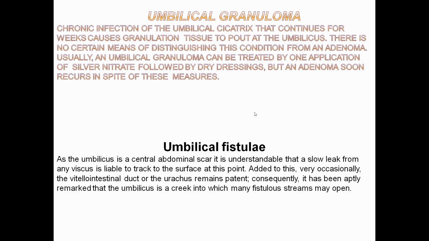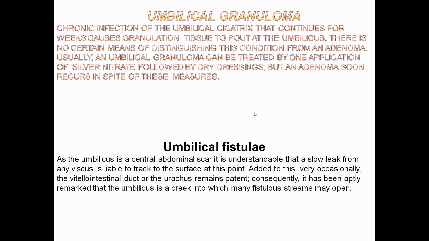Now we can see umbilical granuloma, a chronic infection of the umbilical cicatrix that continues for weeks and causes granulation tissue to pout at the umbilicus. There is no certain means of distinguishing the condition from an adenoma. Usually, an umbilical granuloma can be treated by one application of silver nitrate followed by dry dressings.